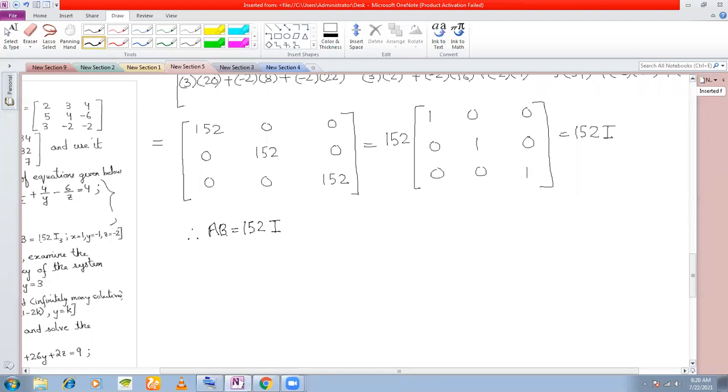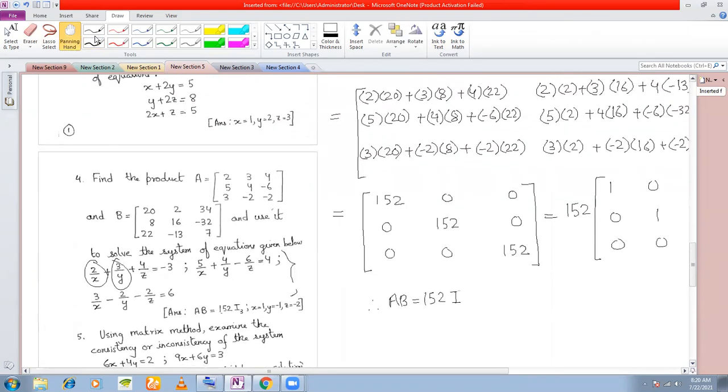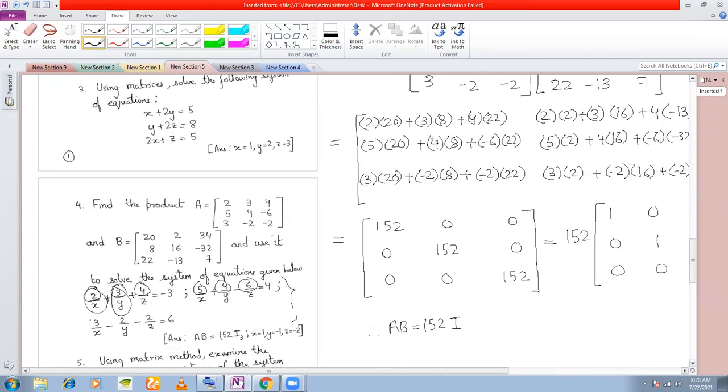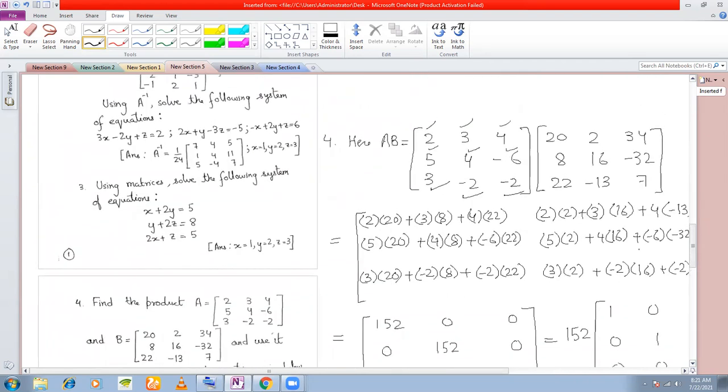Now the question is, we want to find out if you see the coefficients of the matrix equation that are given. What are the coefficients here? The coefficients here are 2, 3, 4, 5, 4, minus 6. Do we have it here? Yes, we have 2, 3, 4, 5, 4, minus 6. And finally, you also have 3, minus 2, minus 2. Look at the third row. Yes, we have 3, minus 2, minus 2.